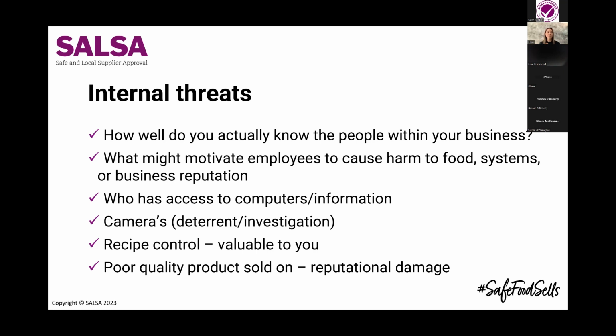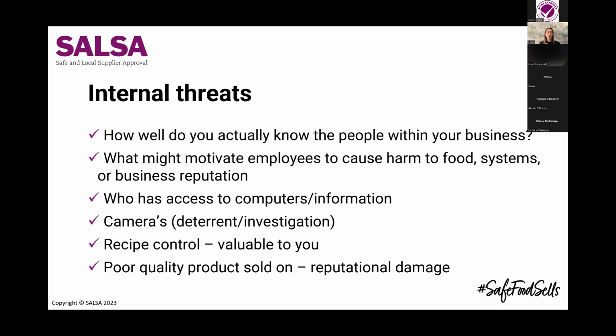Have you got cameras in the right areas as a deterrent, but also to help you investigate, but more of a deterrent, really? And then, recipe control. Your recipes are really valuable to your business. That is your point of difference. How are you controlling these recipes?